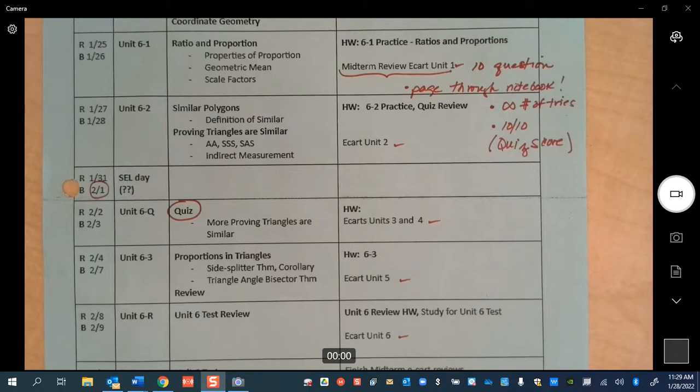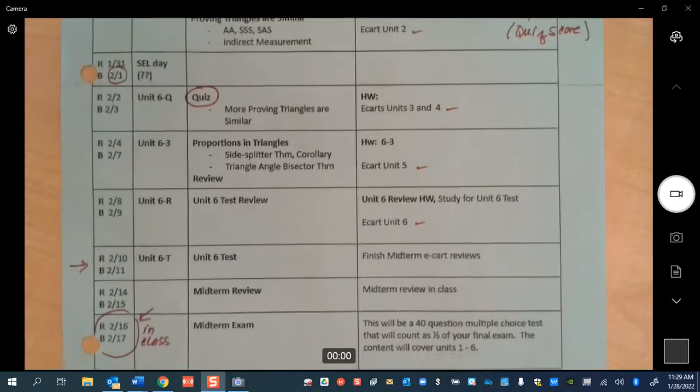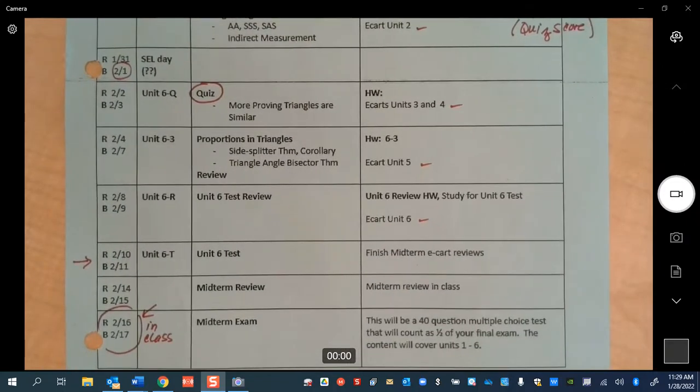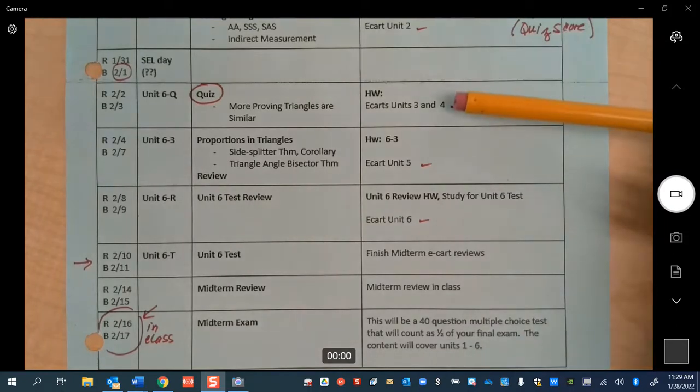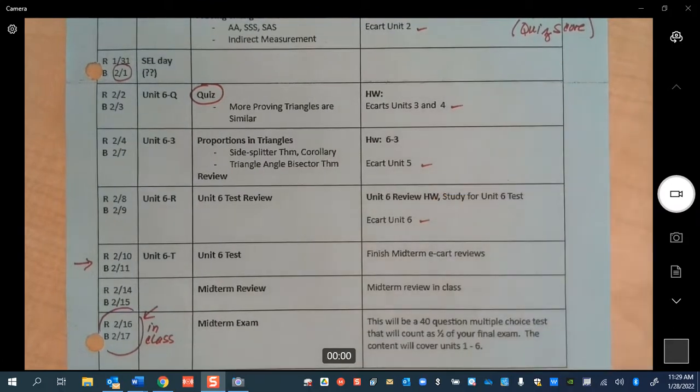If you're a person who needs assignments broken up into pieces as you go, we have Unit 1, Unit 2, 3 and 4, 5 and 6 spread out for you on our different assignment nights. But I'm not checking the eCarts until this day while you're taking the exam. So if you do Units 1, 2, and 3 tonight, rock on. If you do Units 1, 2, and 3 here and 5 and 6 here, rock on. But you have to get all 6 of them done. Does that make sense to you?